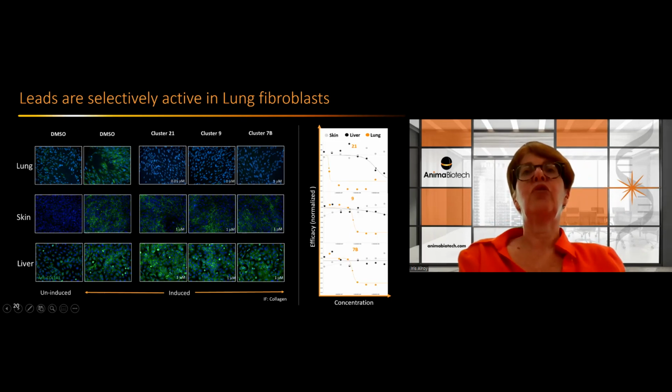And this is just to show that everything is converted into data points and done in a dose-dependent manner, showing that the compounds indeed are very active in lung fibroblasts in orange, but inactive in liver and skin fibroblasts. So there's a very high tissue selectivity for regulation of collagen mRNA translation.